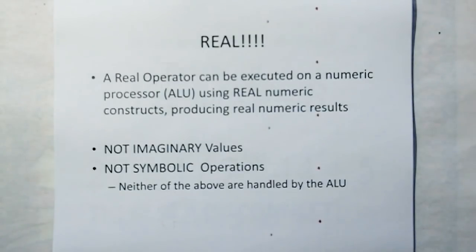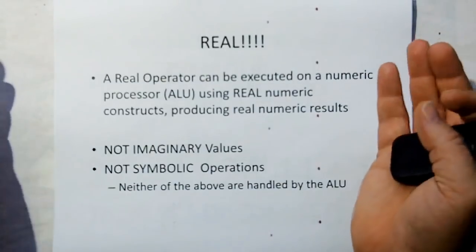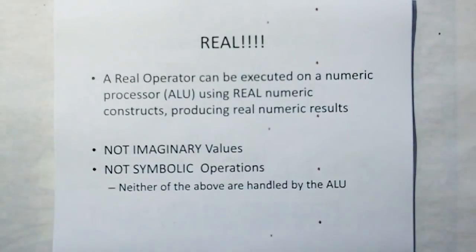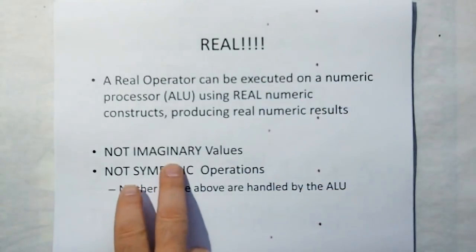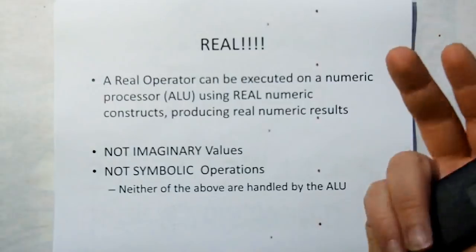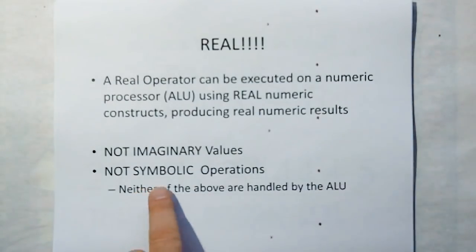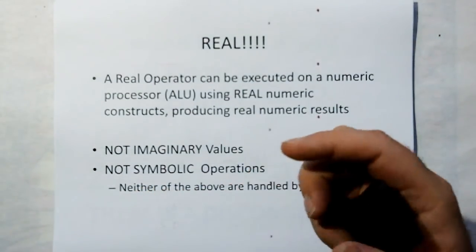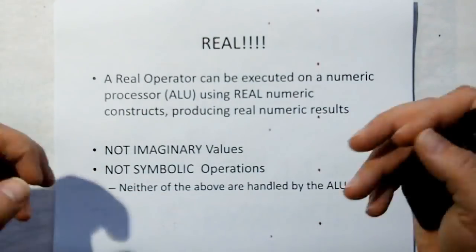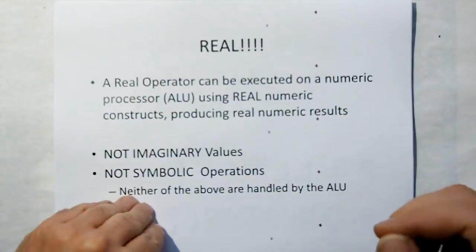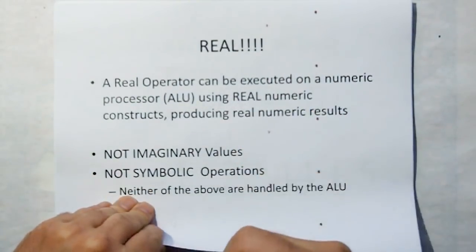First, let me make a definition for what a real operator is. A real operator can be executed on a numeric processor or an arithmetic logic unit using real numbers, real numeric constructs, which can produce real numeric results. This is in contrast to imaginary constructs, such as the complex operator or symbolic operations, where we just massage symbols and equations, but there does not really have to be numbers there. Neither of these two are handled by arithmetic logic. These are handled more in an abstract manner.